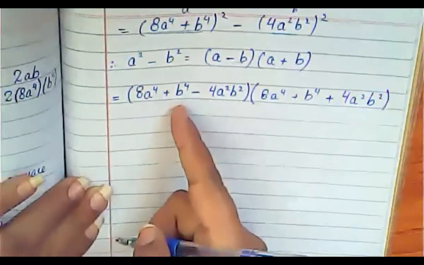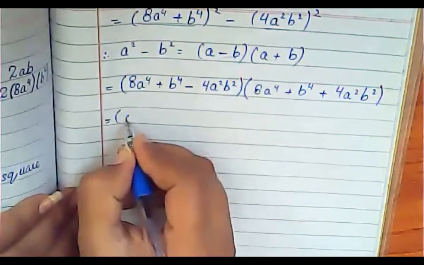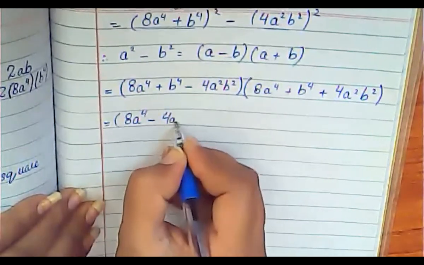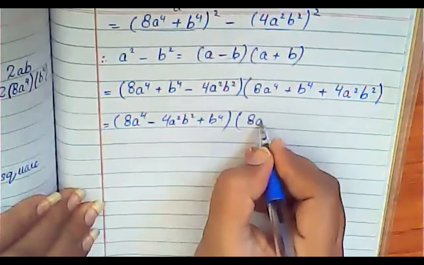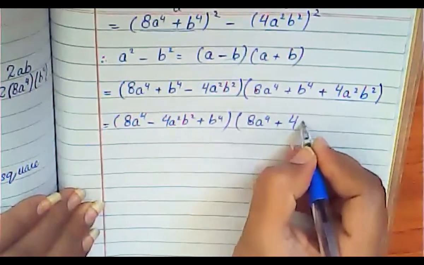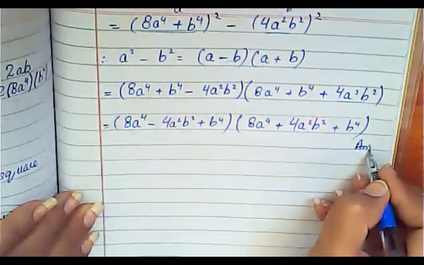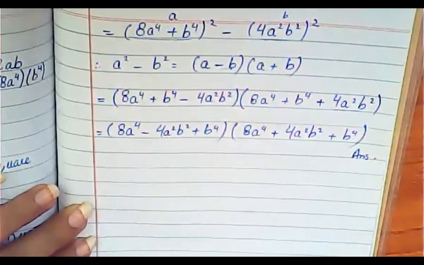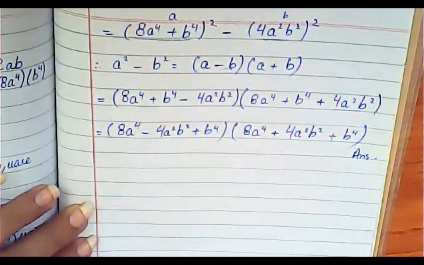Now at the last we are going to arrange it with respect to the variable a. So we will write (8a^4 minus 4a square b square plus b^4). Simply arrange this one, which is 8a^4, then this one plus 4a square b square plus b^4, bracket close. This is your answer. Clear or not? Please tell me, is it clear? Okay, fine. Okay, thank you, students.